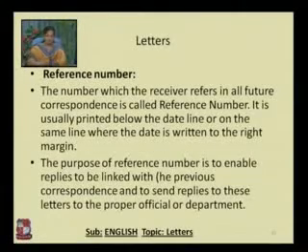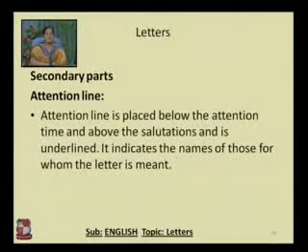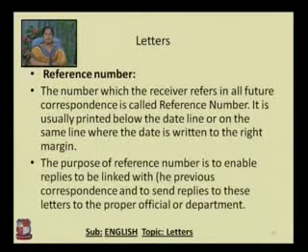The secondary parts. The secondary part starts with the attention line. Attention line is about the kind attention to a particular or a specific person. Reference number is very important. Reference number is required when you are giving a reply to the letter which has been sent to you, and it will refer to the number which is sent.